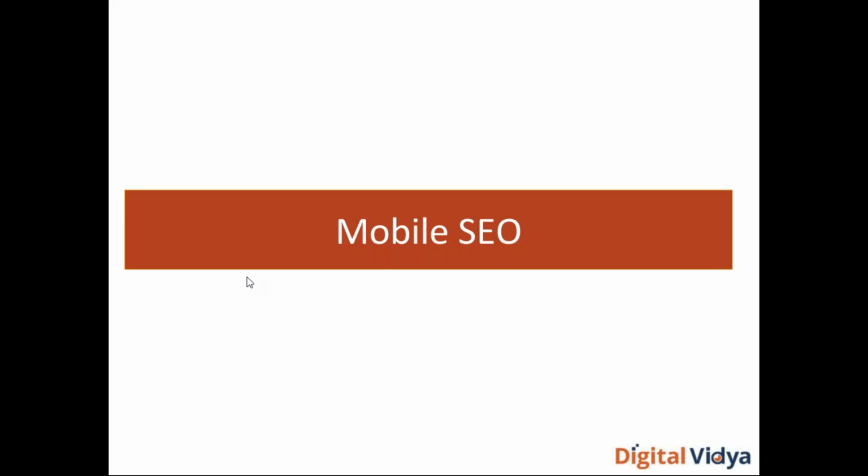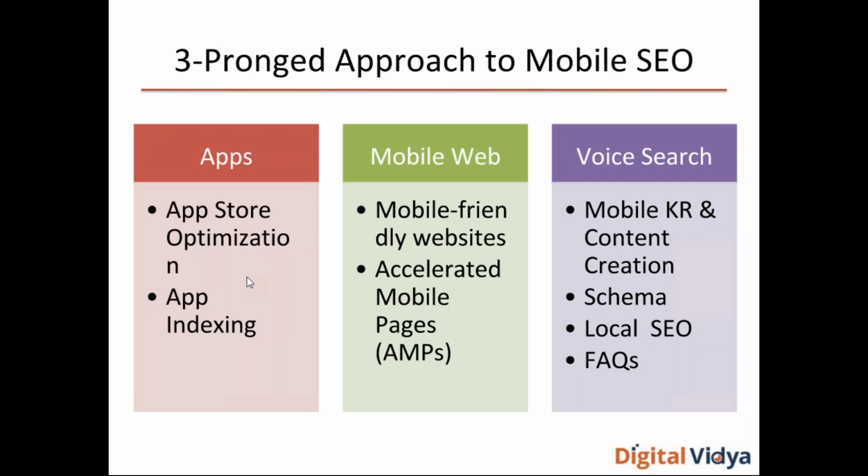Okay, now let's look at mobile. So we can do mobile optimization in a three-pronged approach. One is app, where you can optimize your mobile app for app stores, Play Store, iOS, iTunes Store. Second is mobile web, where you can optimize your mobile website for mobile search engines. And third is voice search, where you can optimize your site for voice search commands.